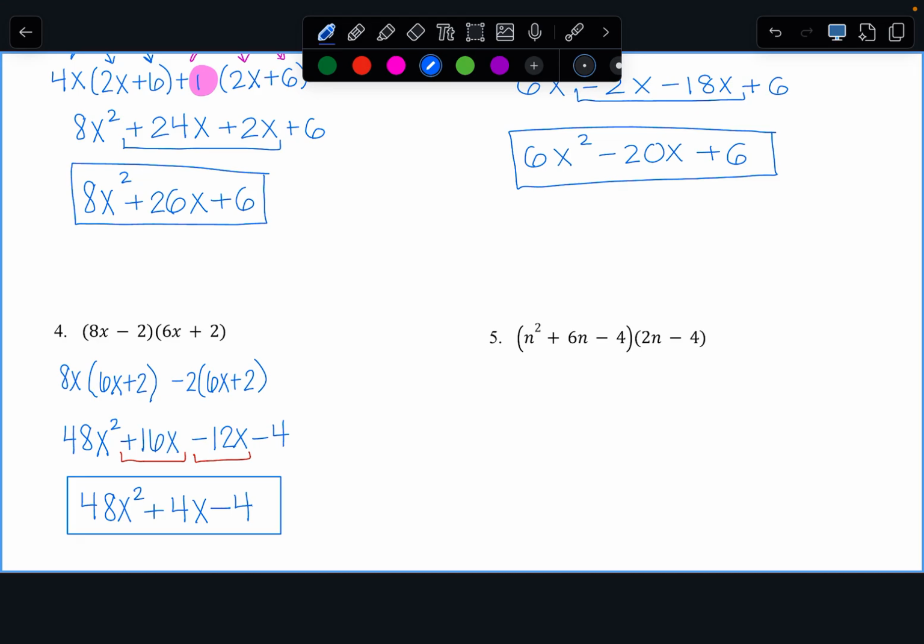So number 5, you'll notice that there are 3 pieces in that first set. It just means we have to distribute 3 different times. It's the same process as before though. So we have n to the second times 2n minus 4, plus 6n times 2n minus 4, minus 4 times 2n minus 4.